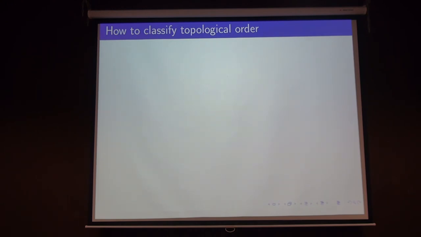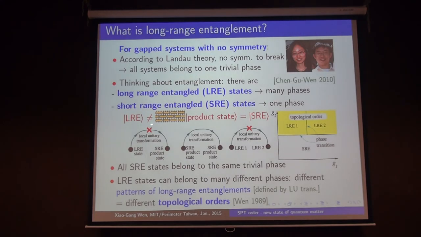So I'm still on topological order, but here we ask how to classify topological order, because you can see that topological order is an equivalence class defined by this local unitary transformation. So we have a mathematical definition of topological order. The next question is, after you define that, can you classify them? Can you have a theory for all these topological orders? To classify topological order is very difficult, but actually it's probably doable. I'm thinking maybe in the next 10 years we should be able to do that, or maybe even the next 5 years.